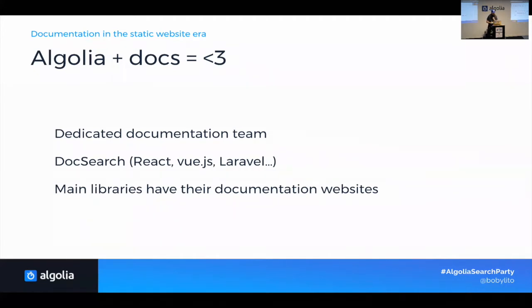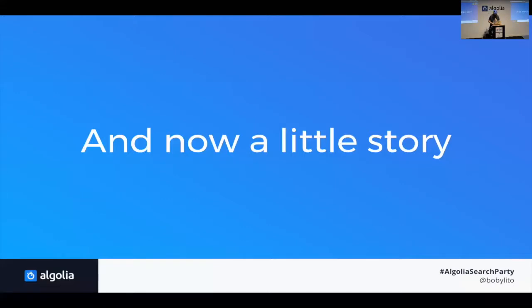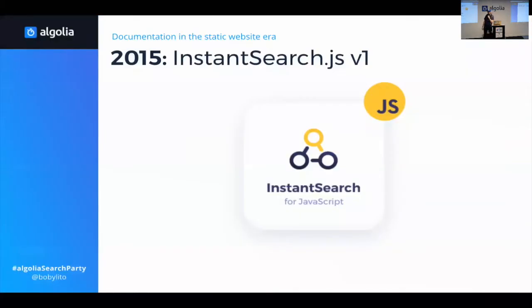But first, let's go back in time. I want to tell you a little story. It all started 2 years ago in late 2015. We were about to release Instant Search JS v1. Instant Search is a library to build search UIs. And this was our first version, so we wanted our documentation to be just right. So that's why we wanted to use Jekyll.